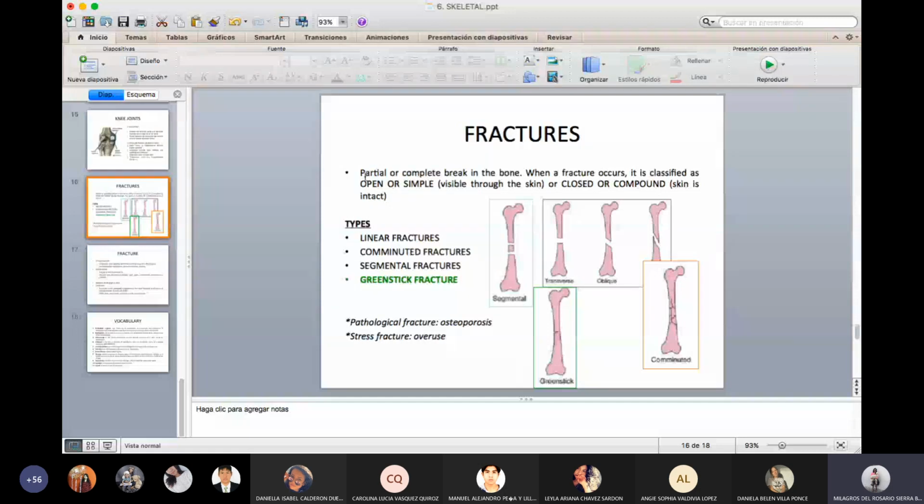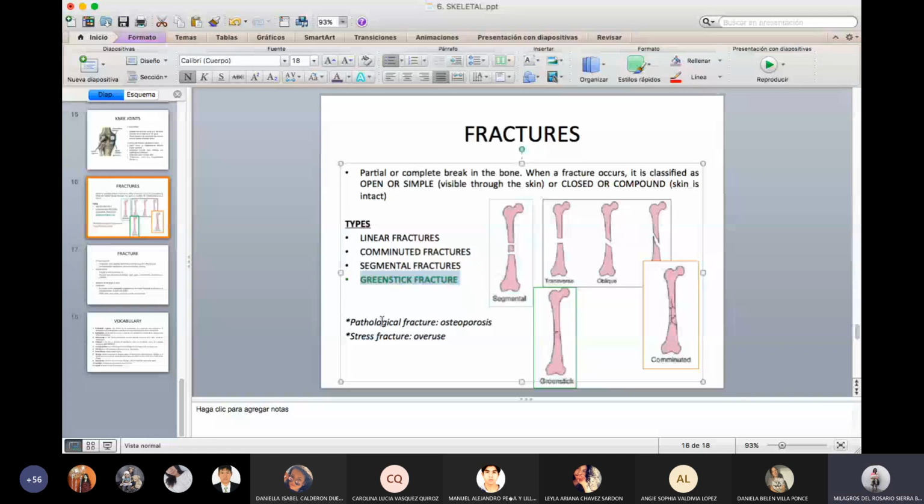Okay, so in fractures you have a partial or a complete break of the bone. And it has different classifications. For example, open or simple, when it's visible through the skin, or closed or compound when the skin is intact. You have linear fractures, comminuted fractures, this would be a comminuted fracture. See all the little parts. Segmental fracture like this, and greenstick fracture. This is typical in children.